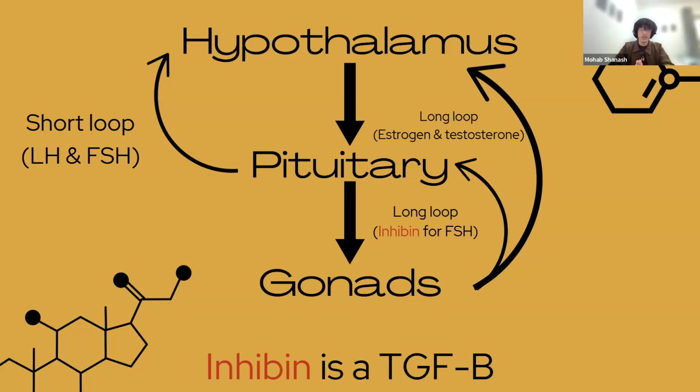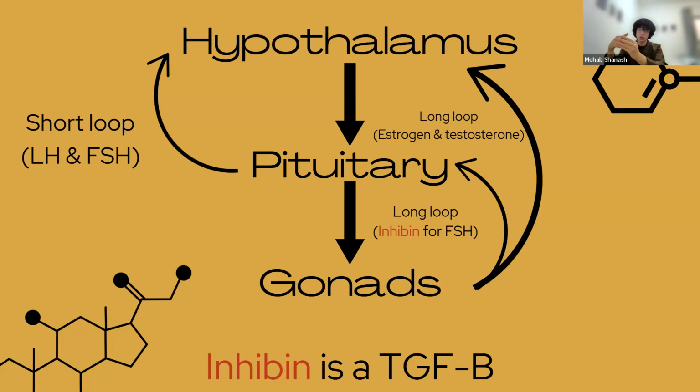For FSH, you have something called inhibin. Inhibin is unique for FSH. It's not both LH and FSH. And it's also unique to the pituitary, so it doesn't function at the hypothalamus. It's just the pituitary. So inhibin is released and goes to the pituitary and tells it to stop.